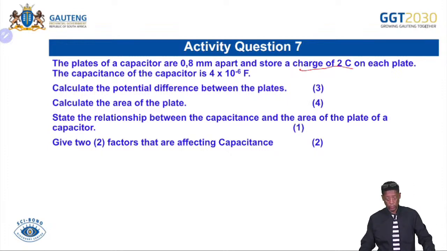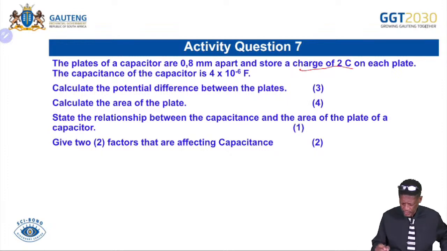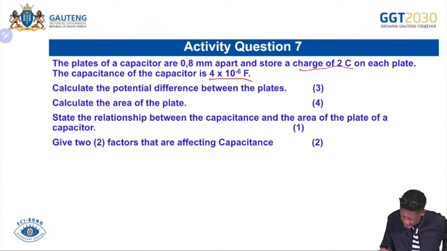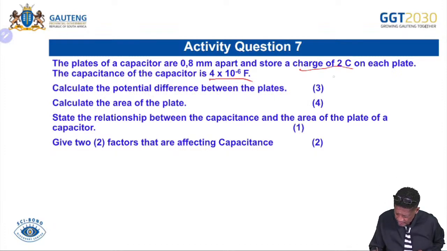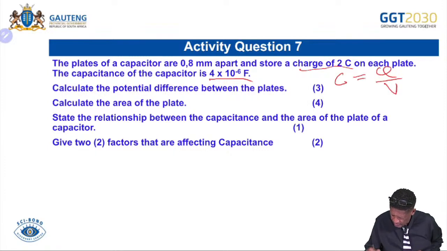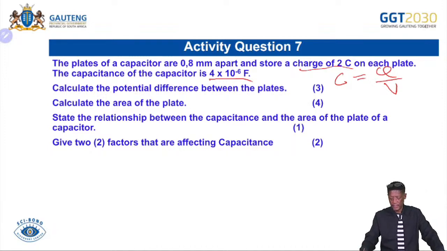This is a charge of 2 coulombs each. Now, the capacitance of the capacitor is this one. Now, calculate the potential difference between the plates. What is capacitance? Capacitance is charge over potential difference, right?